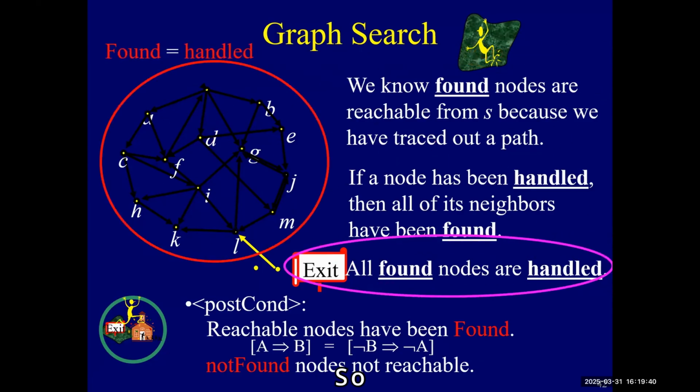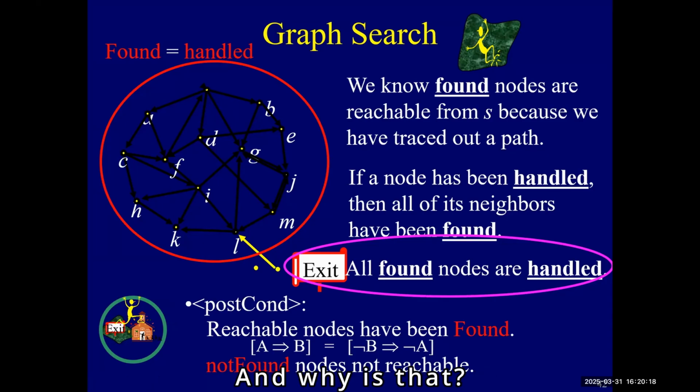So the proof I call the Great Wall of China proof. We build a big wall around the nodes that have been found, right? Remember, the set found equals the set handled, right? So this is the set of nodes that are found, it's the set of nodes that are handled, and we put a big wall around it. And the guys outside have not been found, right? And we want to prove that the guys outside of the wall are not reachable, right? There's no path from S to them, right?